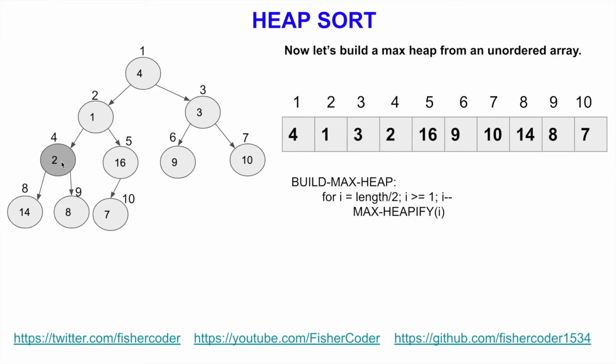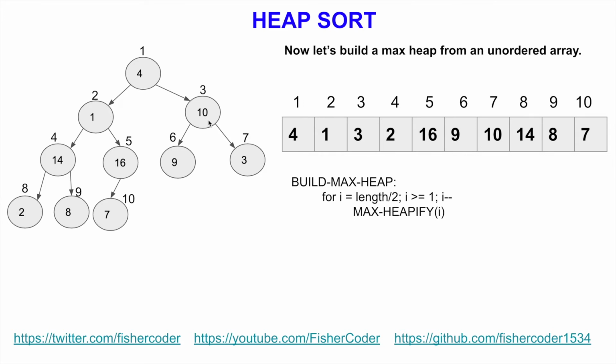This one has a value of 2. 2 is actually smaller than both its left and right children. What we're going to do is swap it with 14. Now this subtree is a valid max-heap, right? So we'll continue to decrement i. In this case, i becomes index 3. That is this one. Is this subtree a valid max-heap? No, it's not. We're going to swap it with 10.